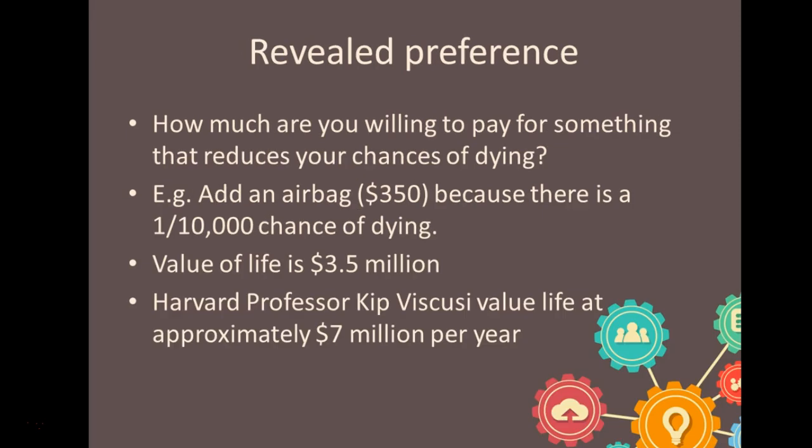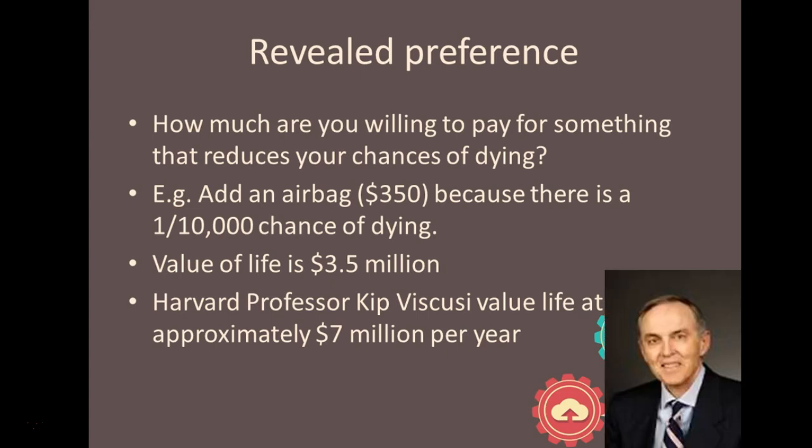Now, a third way, which is probably more practical, is once again revealed preferences. A good example of this is using airbags. If someone is prepared to pay $350 to put an airbag in their car when there's a 1 in 10,000 chance of dying from not having it, we would say that their life is valued at $3.5 million. So how much would you be willing to pay for something that reduces your chances of dying? Now, a Harvard professor, Kip Viscusi, values life at approximately $7 million per person. That's how much he values life, and that's what we're going to be using in this particular analysis.